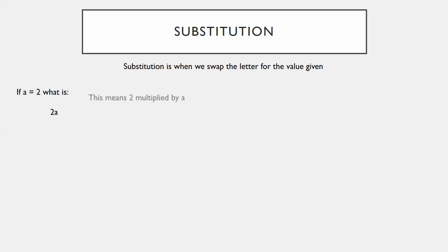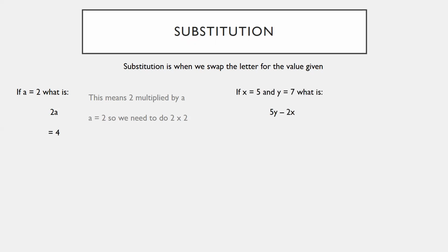And then the other thing we're going to have a quick look at is substitution. So substitution, we just swap the letter for the value we are given. So in this first question, we're told that a is 2, and we have to work out 2a. So this means we need to do 2 multiplied by a, and we know that a is 2. So we're just doing 2 times 2 to give us an answer of 4.